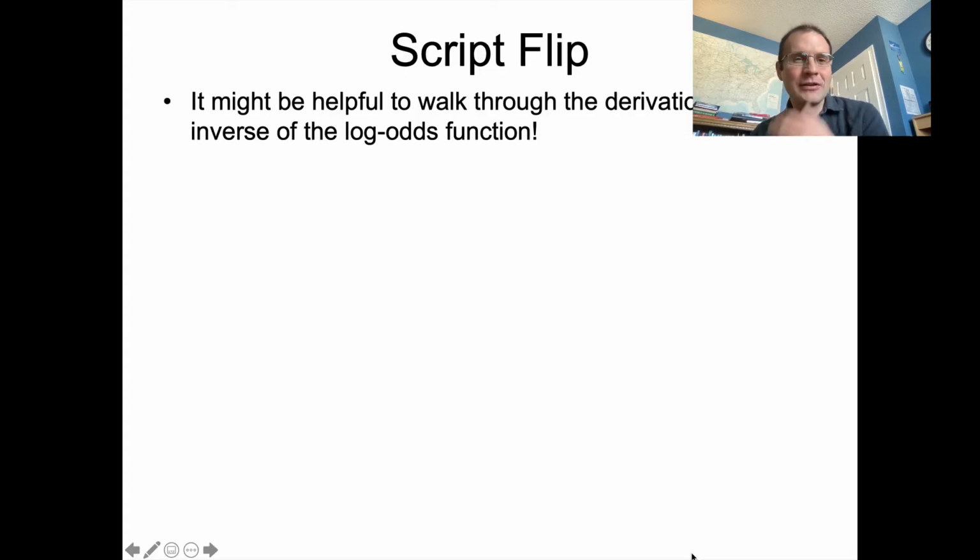So I want to walk you through the derivation of the inverse of the log odds function, and hopefully not screw it up this time. But let's start off with y equals the natural log of p over 1 minus p. So this is just the log odds function over here, and I'm using y here on the left-hand side because, like I just said, y is going to be the dependent measure in our logistic regression model.